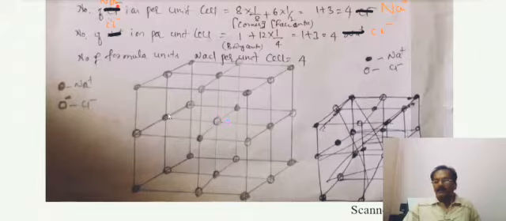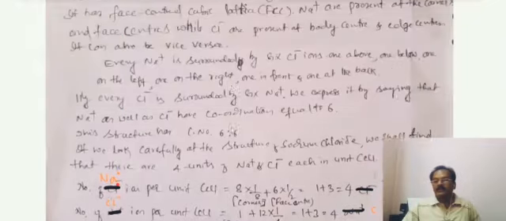And overall, the coordination number of each ion in the crystal lattice is found to be 6. The ratio of these two ions is 6:6, that means a 1:1 ratio. So 1 Na plus has 6 Cl minus ions and 1 Cl minus has 6 Na plus ions. So in total it gives a 1:1 ratio. NaCl is a 1:1 ratio compound.